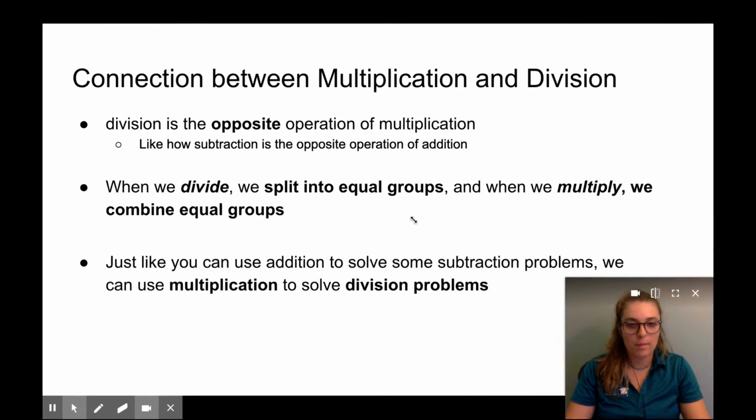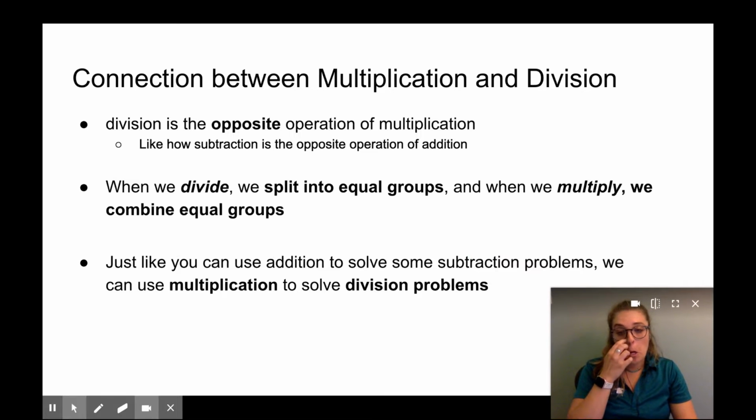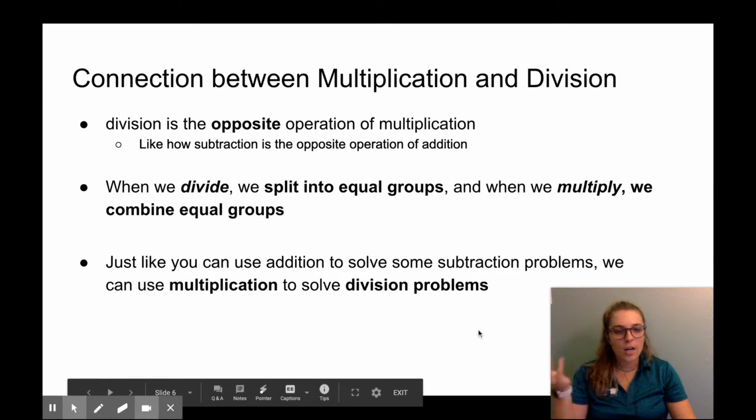All right, we don't need my big video anymore. So, like we talked about already, just like we use addition to solve subtraction problems, we use multiplication to solve division problems. See, so cool. It is super cool. All right, let's talk about it.